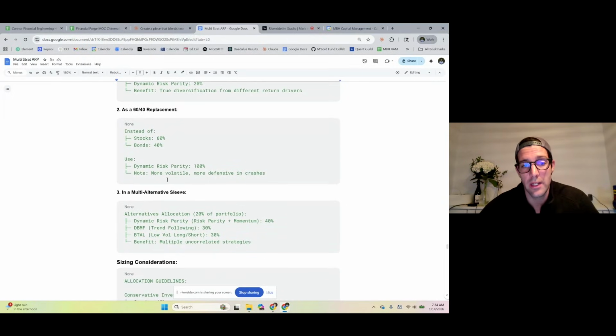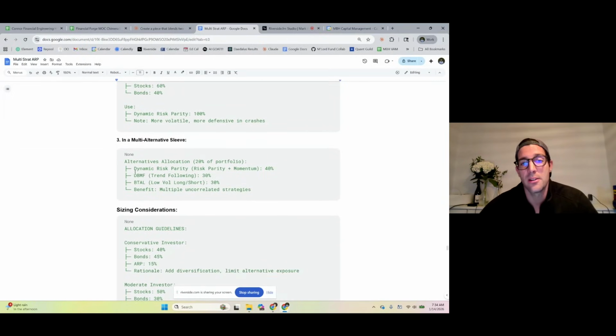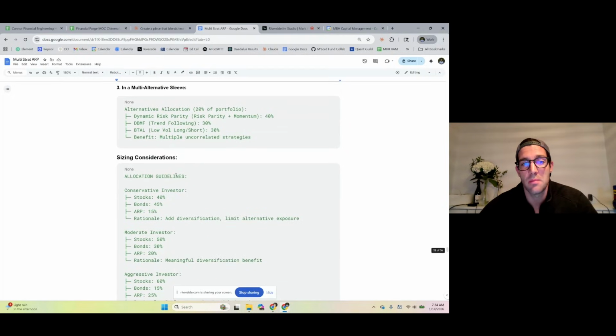Replacements for a 60-40, pretty easy just using 3, 6, and 9 month correlations. Here's an example of something that you guys may be able to implement at home, which would be trend following with an ETF like DBMF, which is commodity trend following, and then a low vol long short strategy of BTAL, with just regular allocation to gold, developed markets, and emerging markets.